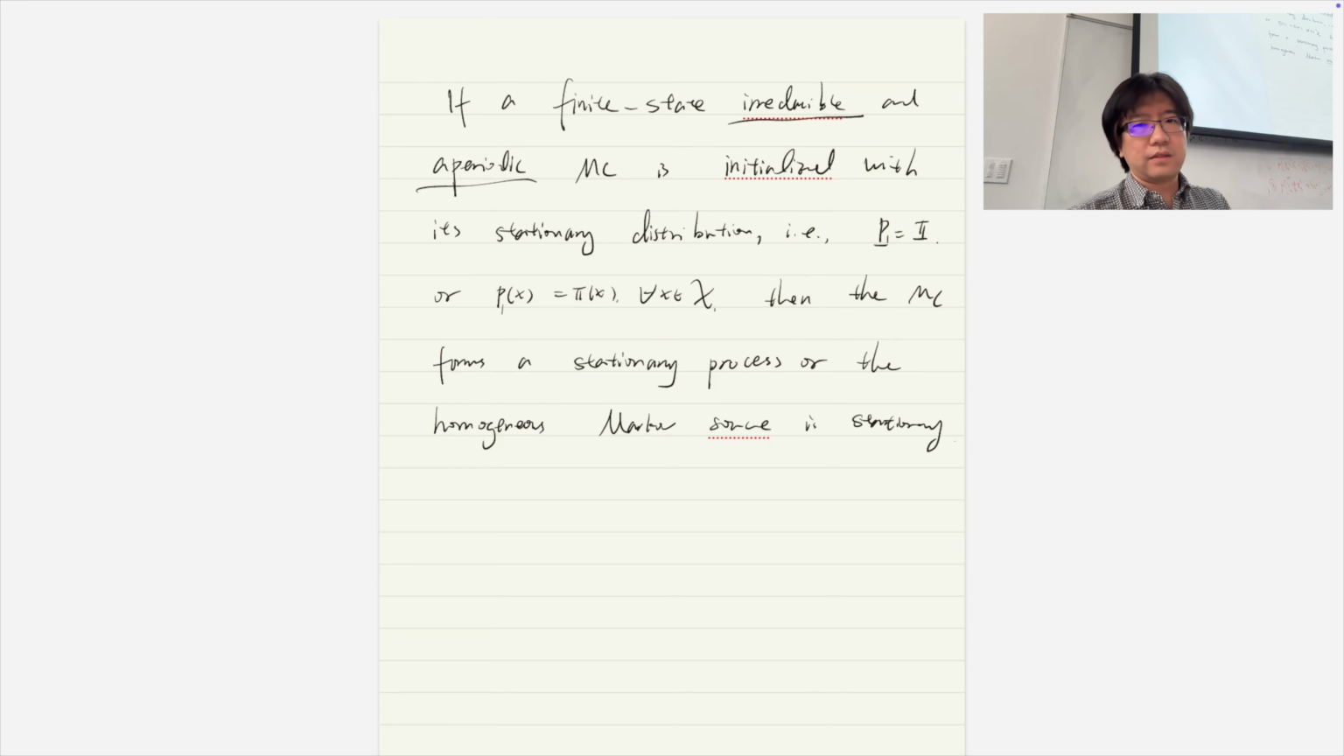Okay, so this is obvious, right? If we start with pi, then of course nothing will be changed, right? So it will be a stationary process. Okay, so that's one way to build a stationary process. Okay, so that's what we're going to study.